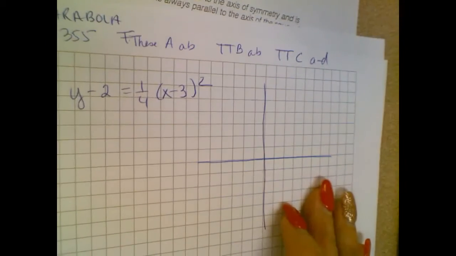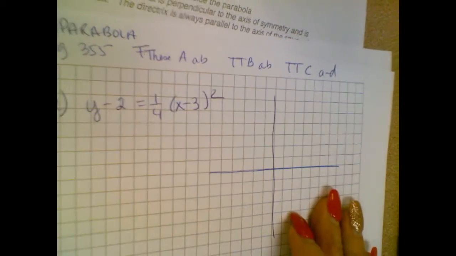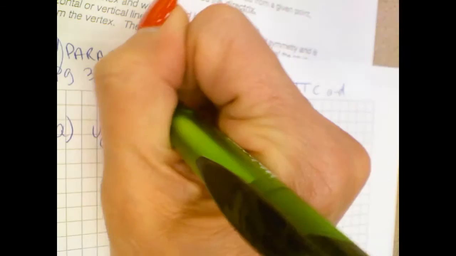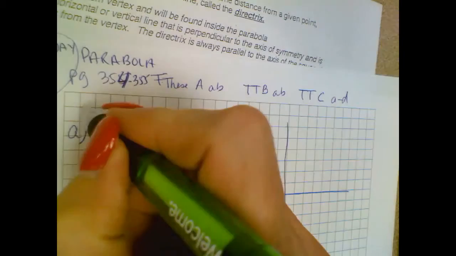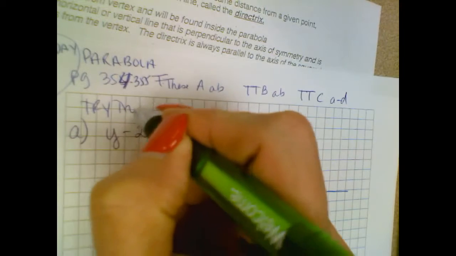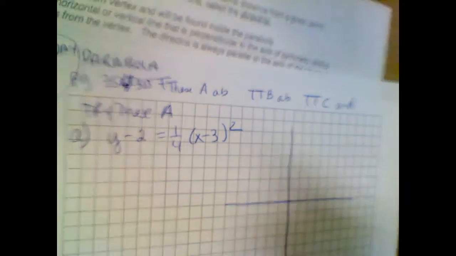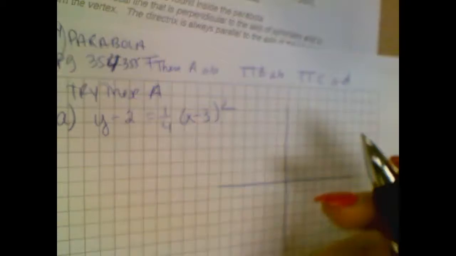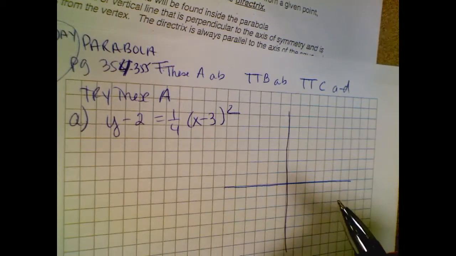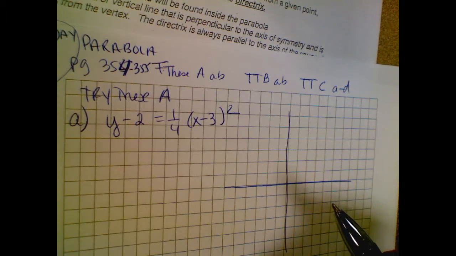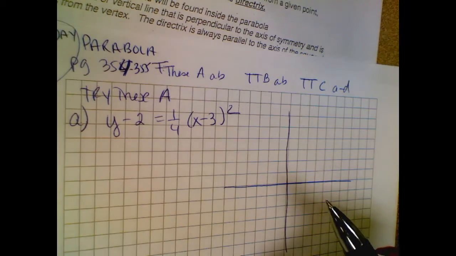All right, first problem. It's on page 354, the Try These A. Here it is: y minus 2 equals this. We are supposed to graph this and find the vertex, focus, directrix, and that's it. So let's do it.